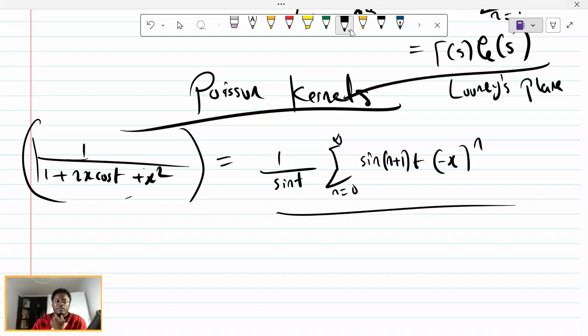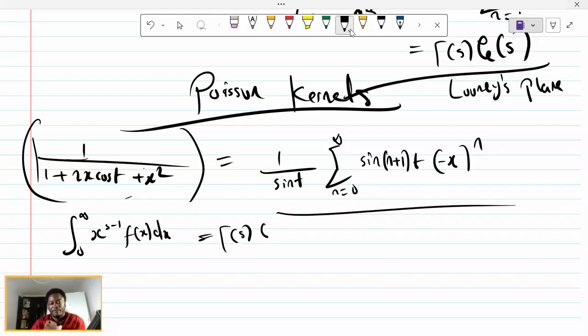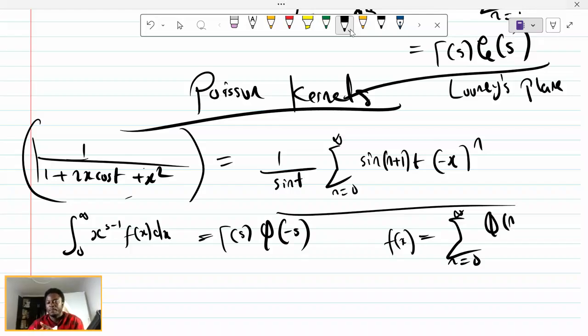And the reason is that, remember we discussed that the Ramanujan master theorem says the integral from 0 to infinity of x to the s minus 1 times f of x dx is equal to gamma of s times phi of negative s, whereby f of x has this particular series expansion: the sum as n goes from 0 to infinity of phi of n over n factorial times negative x to the n. Now notice that this kernel has an almost similar series expansion, so we are free to use the Ramanujan master theorem on it however we want.